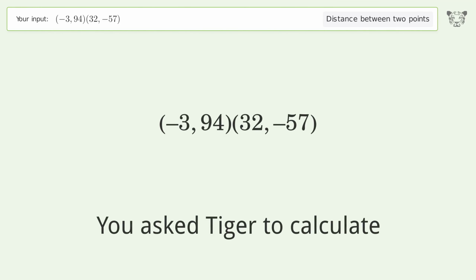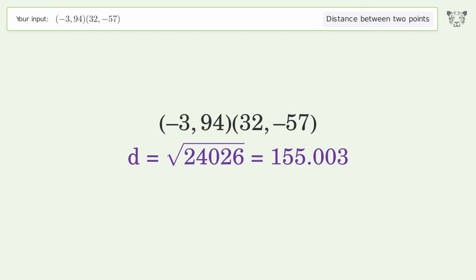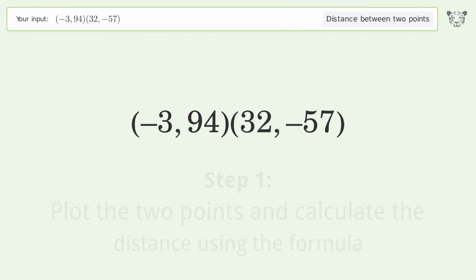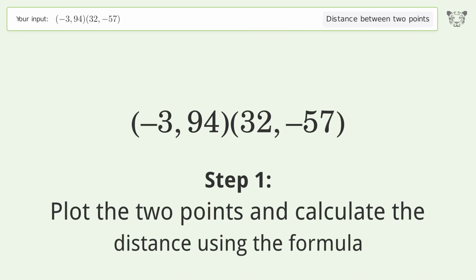You ask Tiger to calculate. This deals with the distance between 2 points. The distance between the 2 points is the square root of 24,026, or 155.003. Let's solve it step by step. Plot the 2 points and calculate the distance using the formula.